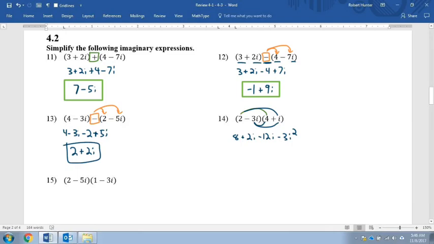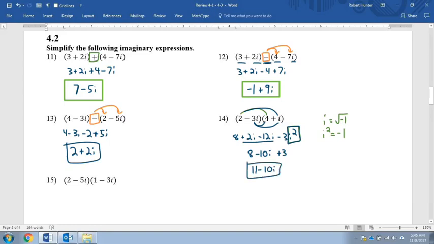Okay? So here's one thing you got to remember. Remember, i equals the square root of negative 1. But when I have an i squared, that equals negative 1. So this right here is really a negative 1. So, negative 3 times negative 1 is a positive 3. Cool? I'm going to go ahead and combine these two. So 2 minus 12 is negative 10, so negative 10i and 8. Last thing I can do is 8 plus 3. So that's 11 minus 10i.